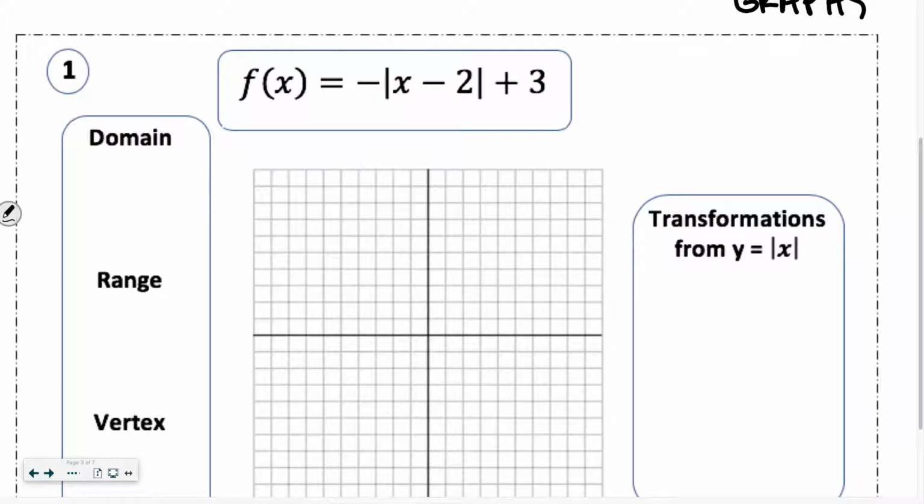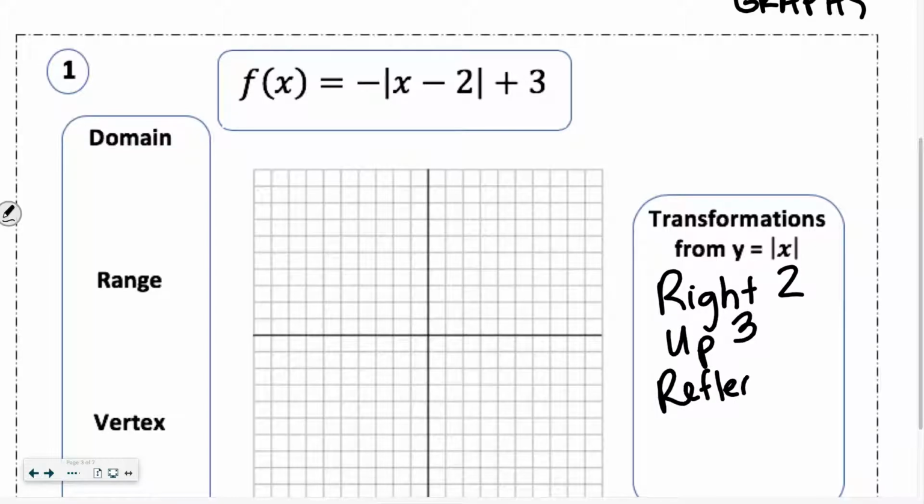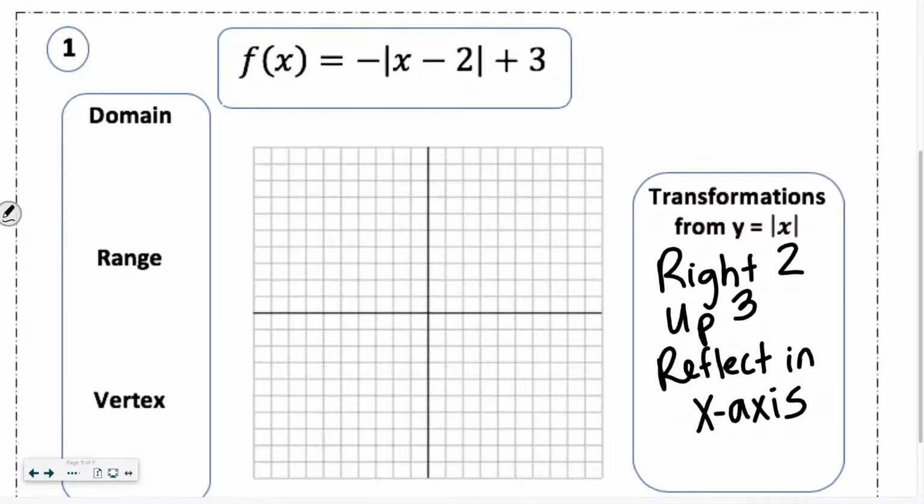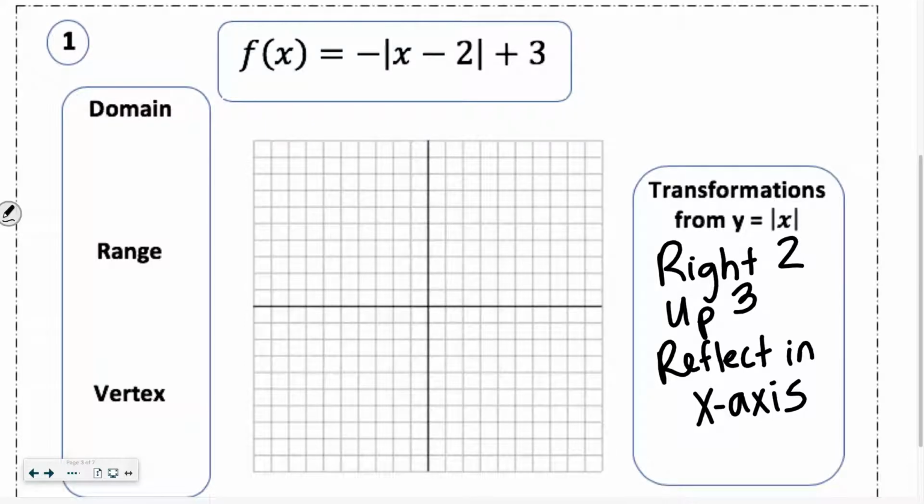Okay, these are the things I'm seeing as I'm walking around and spying on papers. Right 2, up 3, reflect in x-axis. Wait, why would it reflect in the x-axis? Like, wouldn't it have to be inside the axis line? No. So, reflect in the x-axis.